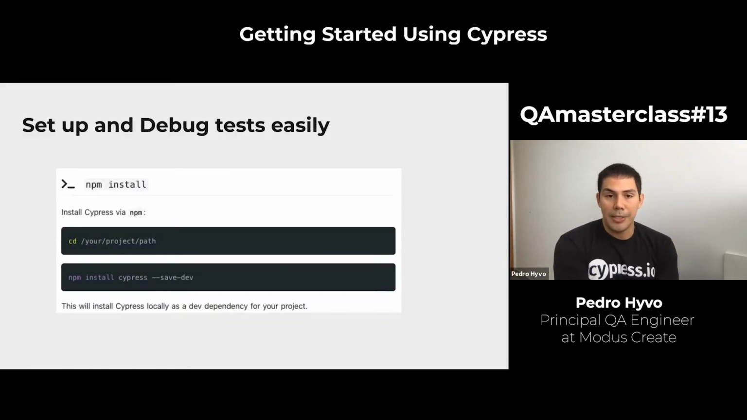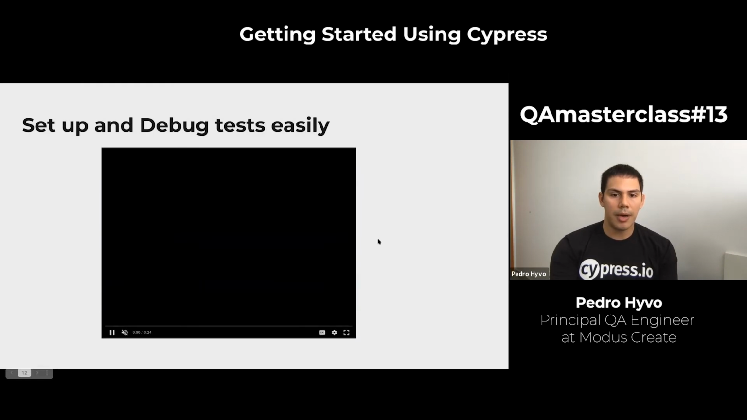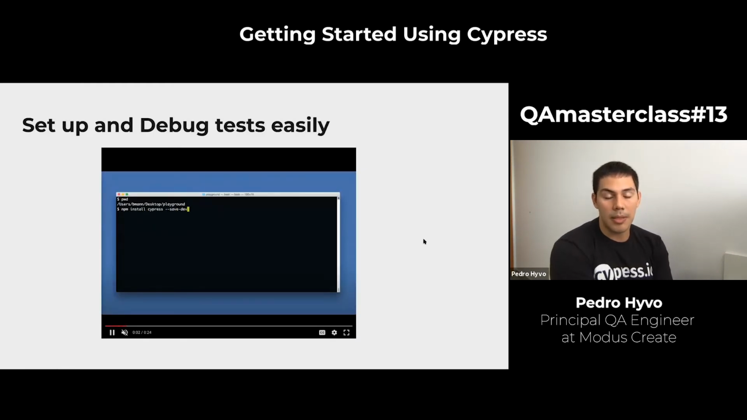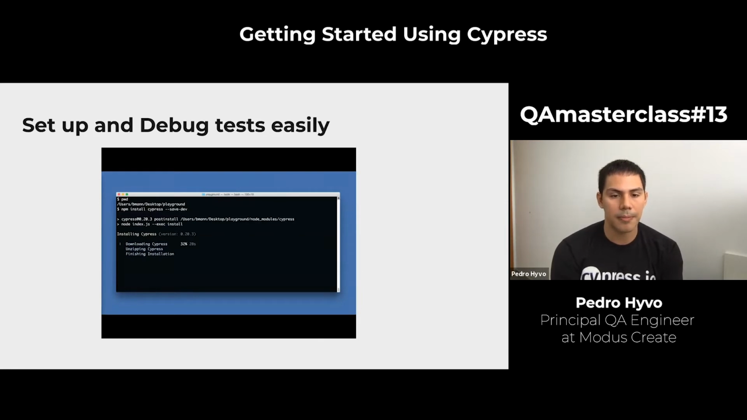Cypress also is very easy to set up, and you can debug tests very easily. It's very simple, and you can install it using a simple npm command like npm install cypress, and that's it. It will automatically build everything to be ready to start writing your tests. Here's a video showing how the Cypress installation works. So it's downloading Cypress, and after that it should be ready to start.